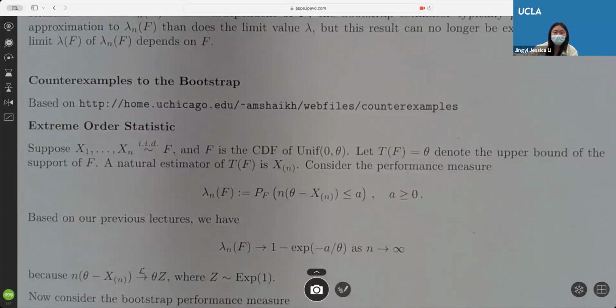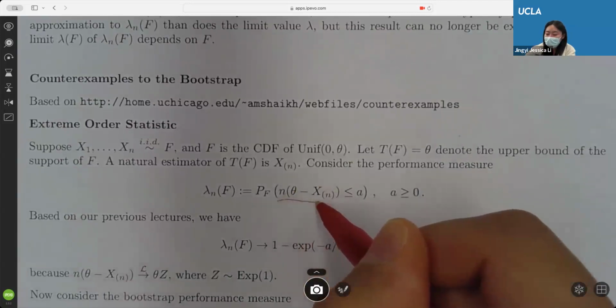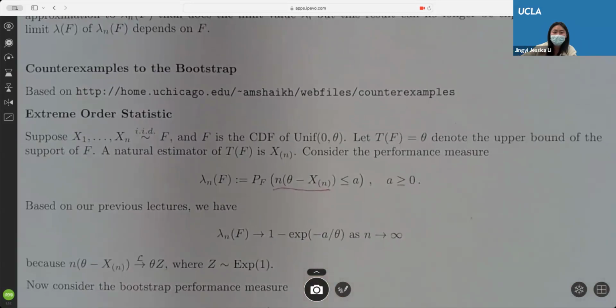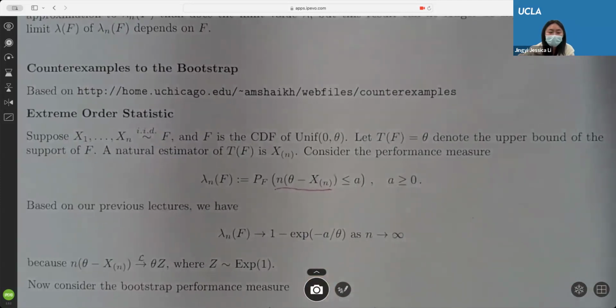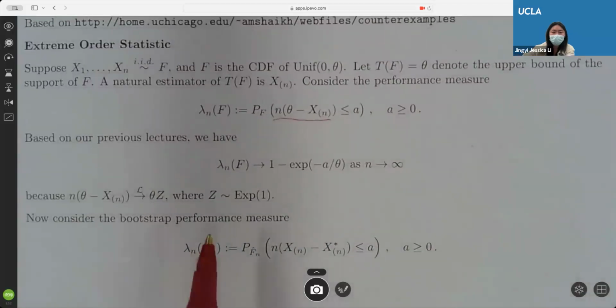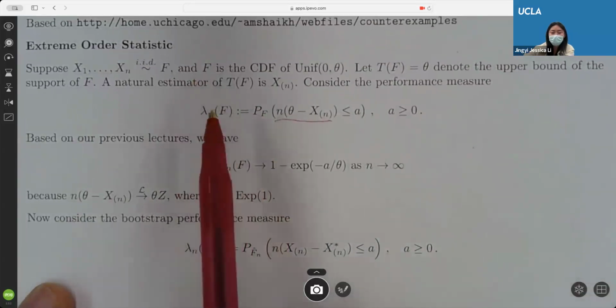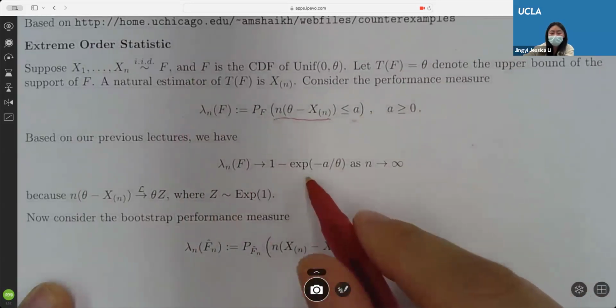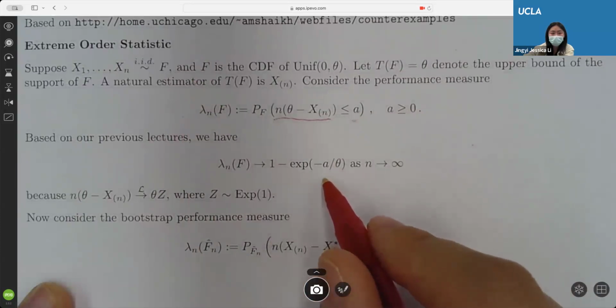Consider the performance measure Lambda_n(F) equals this thing. Remember, we talked about this, right? Upper bound minus X(n), times n. That is the statistic that has a limiting distribution, essentially. We showed previously that this will converge to an exponential distribution. So Lambda_n(F) as a CDF at a will converge to the exponential CDF at a.